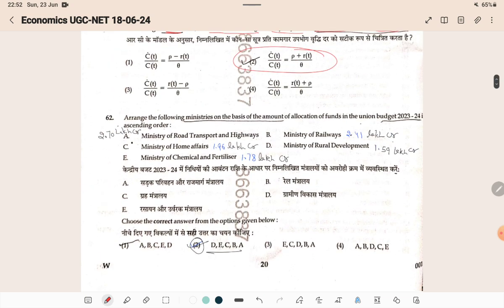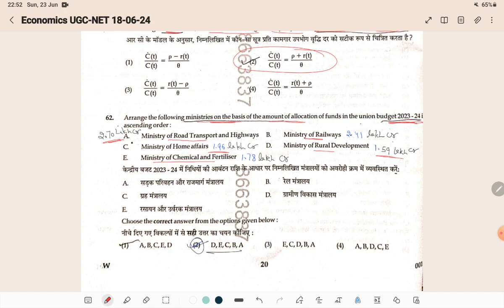So the next question, 62: arrange the following ministries on the basis of the amount of allocation of funds in the Union Budget 2023-24 in ascending order. So Ministry of Road Transport and Highways got 2.70 lakh crore rupees, and Ministry of Railways got 2.41 lakh crore rupees, and Ministry of Home Affairs got 1.96 lakh crore, and Ministry of Rural Development got 1.59 lakh crore rupees, and Ministry of Chemicals and Fertilizers 1.7 lakh crore rupees.